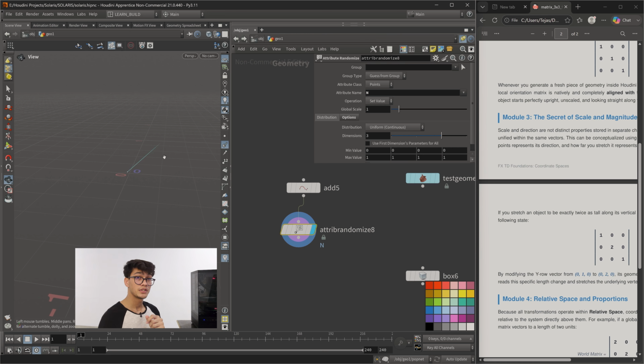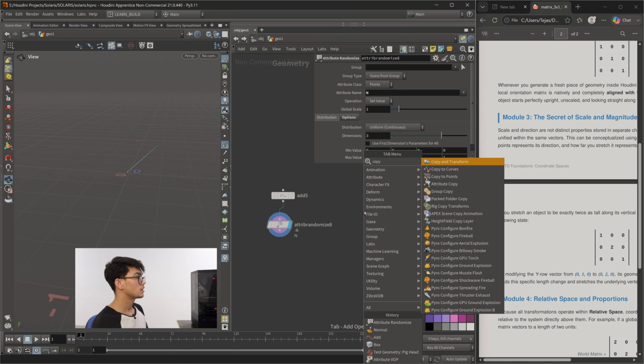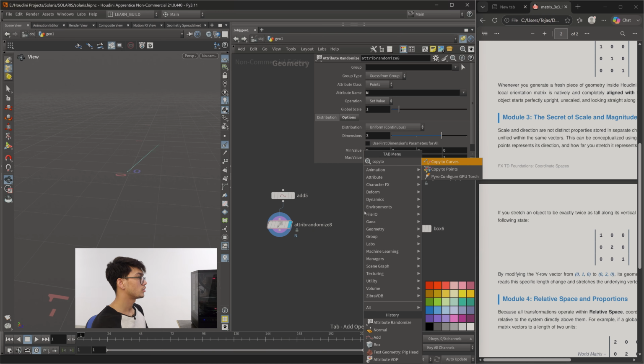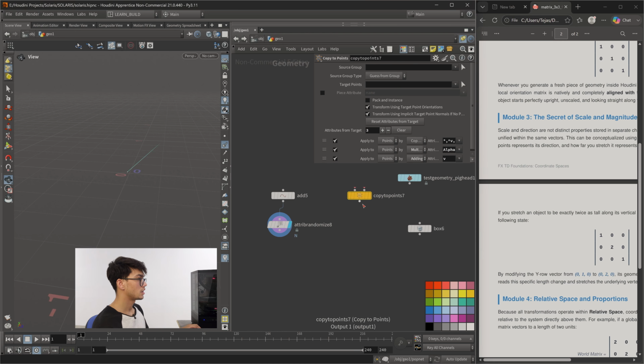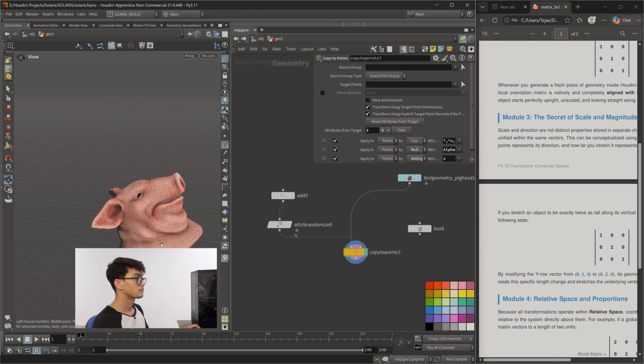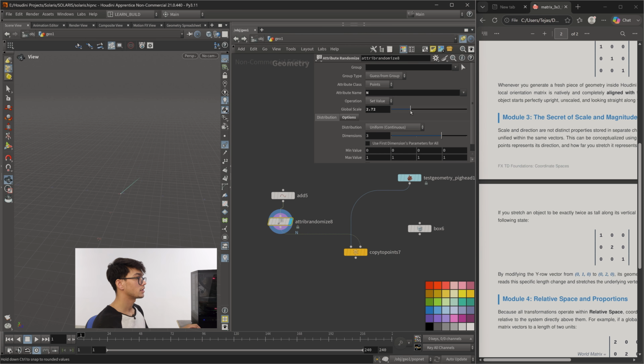Normal is a direction with a magnitude of 1, right? It doesn't have its own magnitude. But if I copy to points, not curves, copy to points, and this is the geometry to copy, and we have normal, you will see this. We have this. What if I increase its global scale, uniform dimension? Wait a second, am I increasing? Yes.